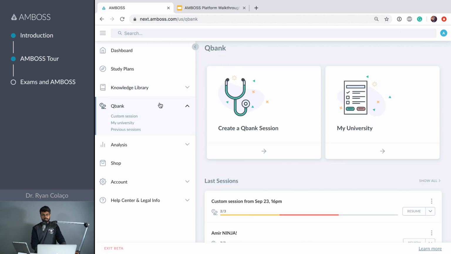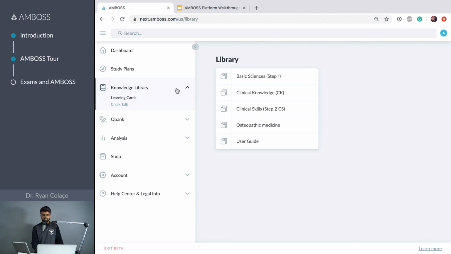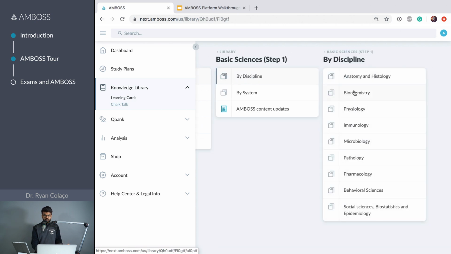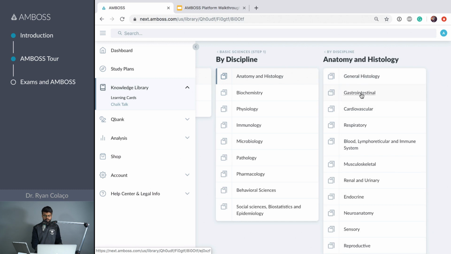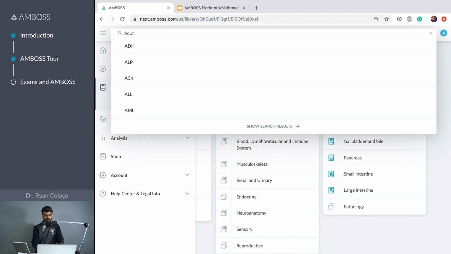There is the question bank, which covers all the question banks related to every subject that is mentioned in the library, every topic that is mentioned in the library. And then there's the analysis, which gives you your analysis of how you are doing. The library is divided, of course, according to subjects. And I could go into each subject and find what it is that I want to look for, each system, or I could simply search it and look for the topic that I want to read.